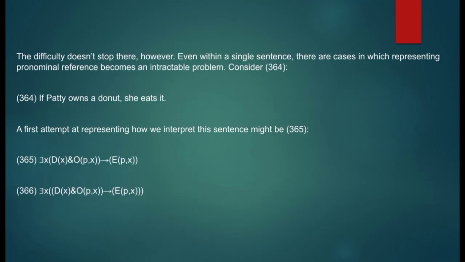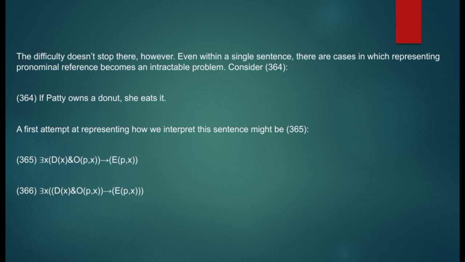So the difficulty doesn't stop there. However, even within a single sentence, there are cases in which representing pronominal reference becomes an intractable problem. So let us consider 364. So if Patty owns a donut, she eats it. So the question here is how to capture the meaning of it in the second clause. This is a case of what has come to be known as donkey anaphora, so called because the first cases discussed in the literature involve farmers beating donkeys.